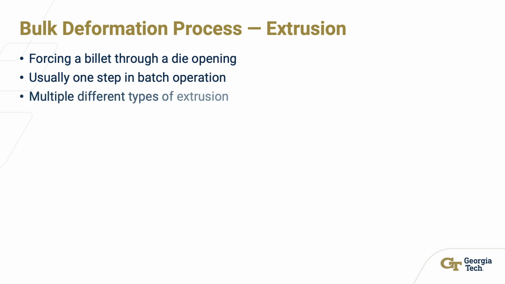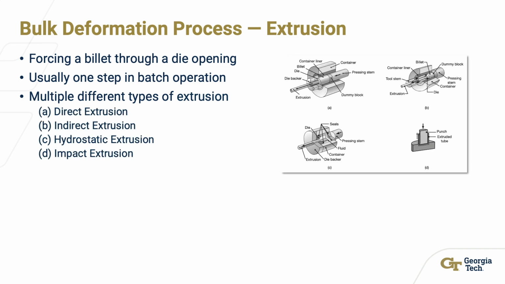There are 4 main types of extrusion: direct, indirect, hydrostatic, and impact. Direct extrusion, also known as forward extrusion, is a process where the billet is pushed in the same direction as the extruded material, much like squeezing toothpaste out of a tube. Here, the billet moves relative to the container wall.